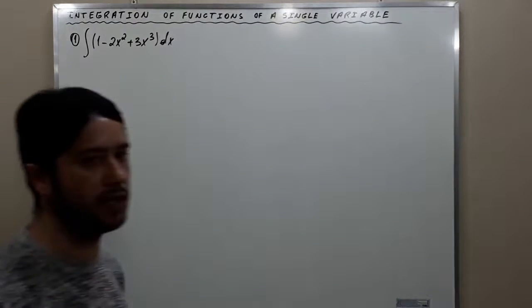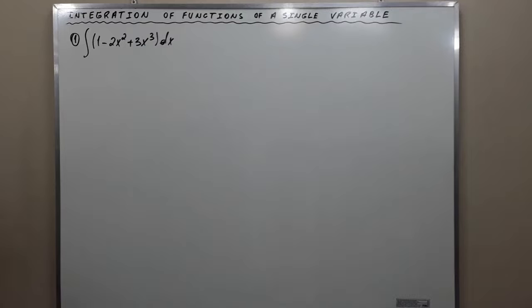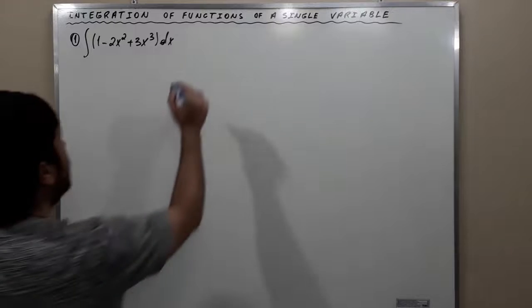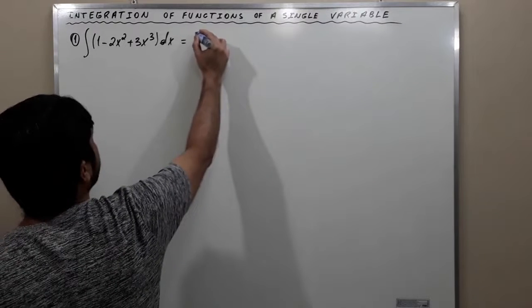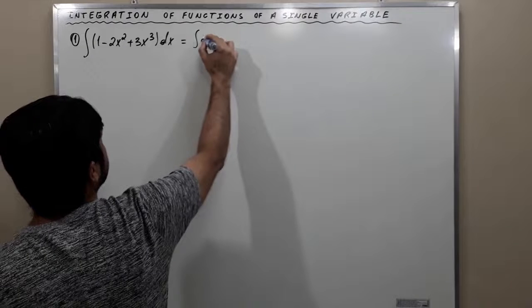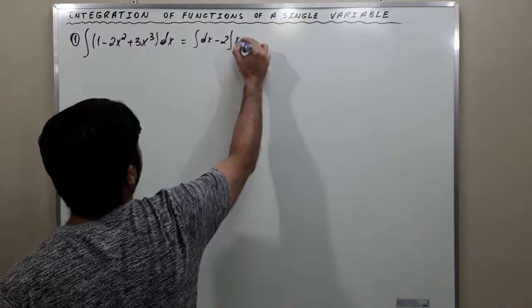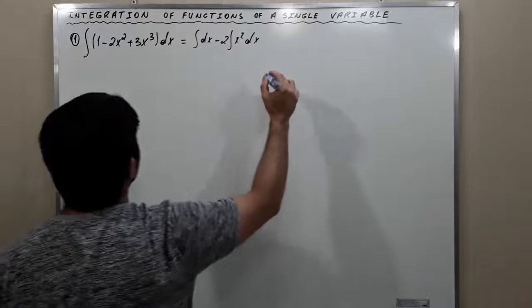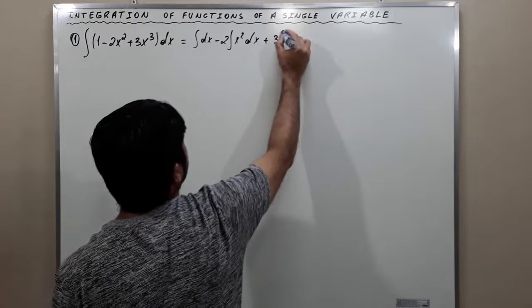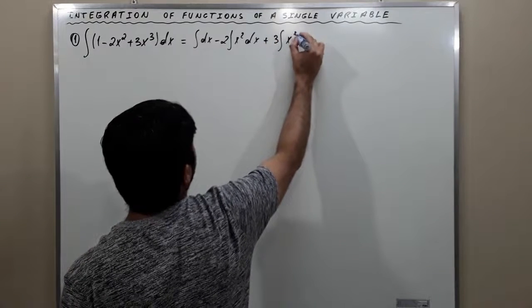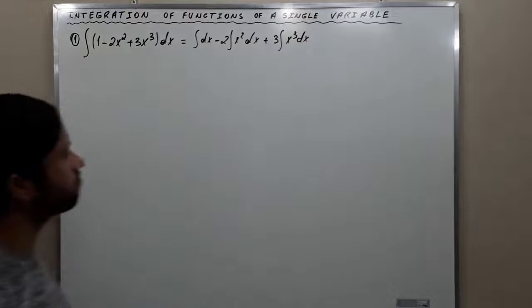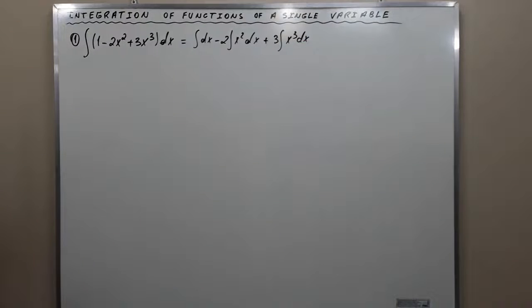The first question is this: calculate the integral of 1 minus 2x squared plus 3x cubed dx. Okay, how do we integrate this? We are going to do the following. It is going to be the integral of dx minus 2 times the integral of x squared dx plus 3 times the integral of x cubed dx. Okay, simple, isn't it?